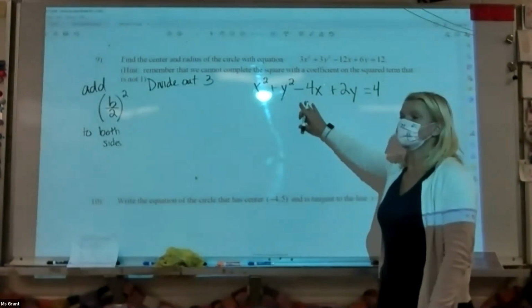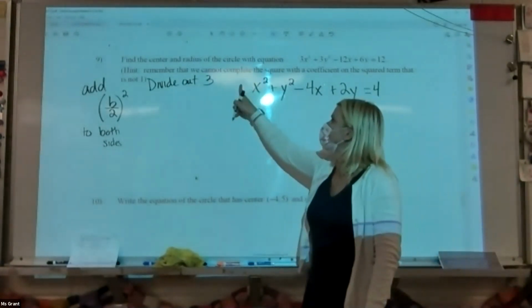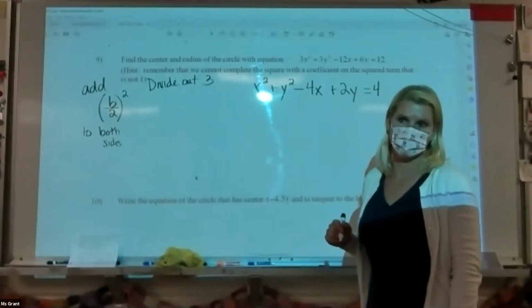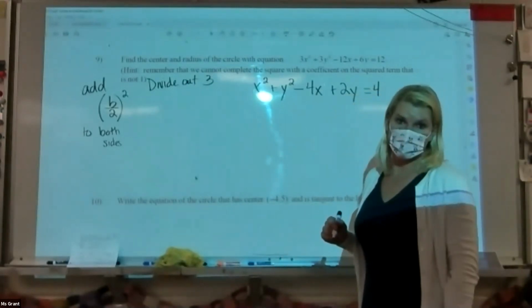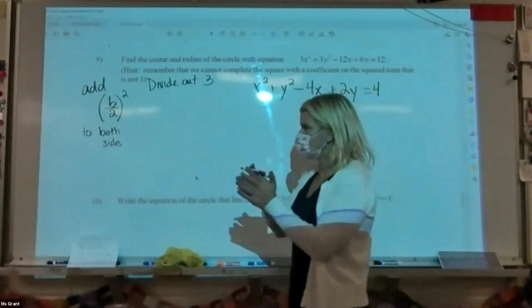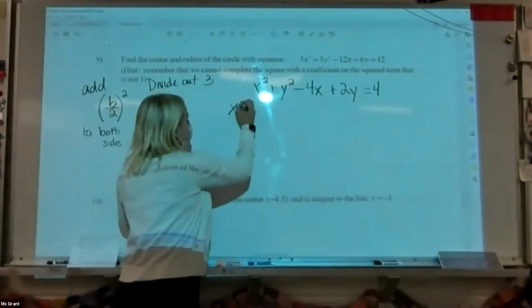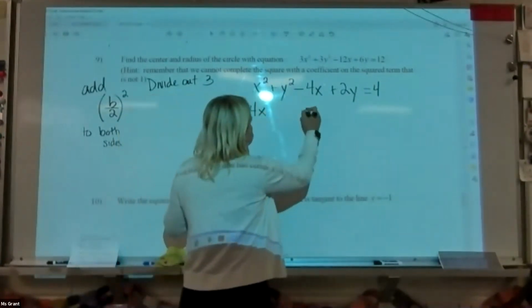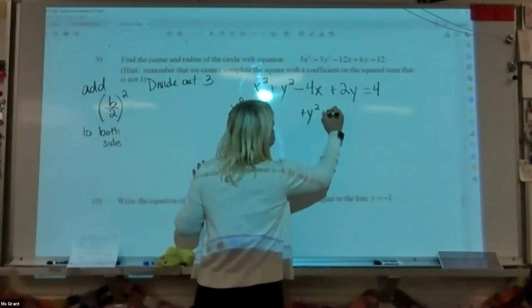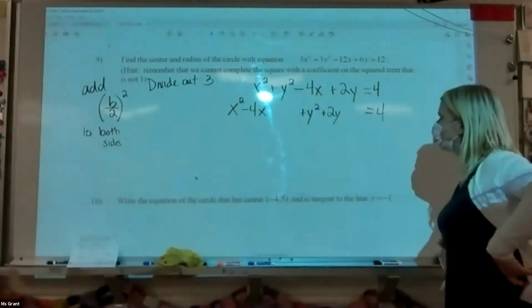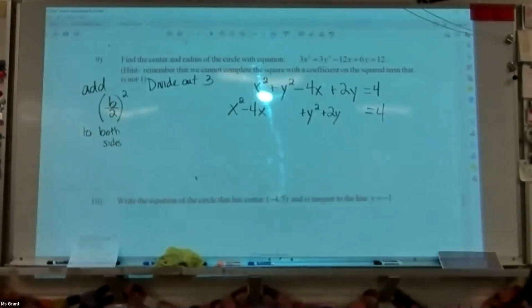So this now is great because my 1 is in front, and that's how we complete the square. So put the x's together. Put the y's together. Leave the space, and the 4 is already on the right. That's good.